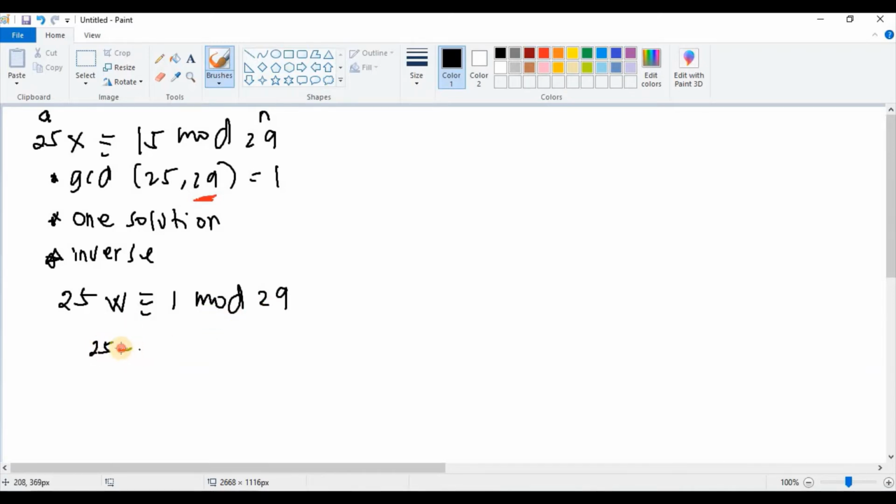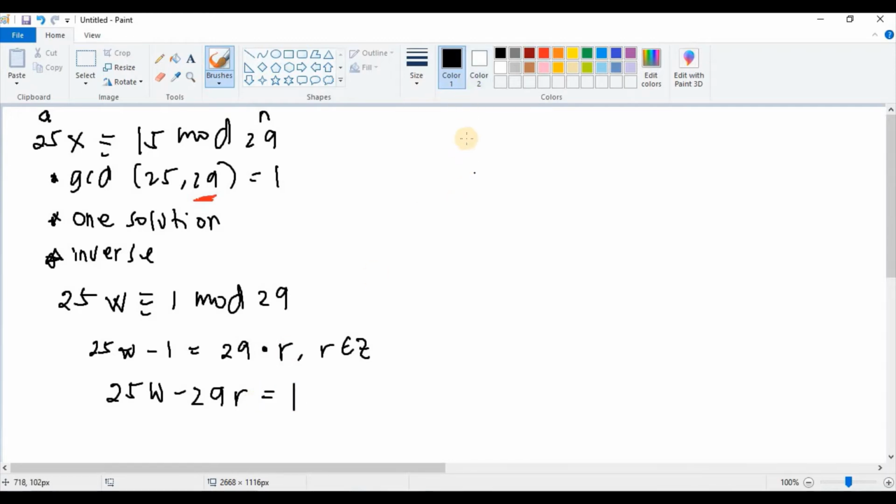That if we take the difference 25w minus 1, it is a multiple of 29. There exists a certain integer, let's say r, an element of Z, wherein it will be equal to 29r, by definition. Then let's play with our equation. Therefore, we have 25w, let's move this 1 here, minus 29r is equal to 1.